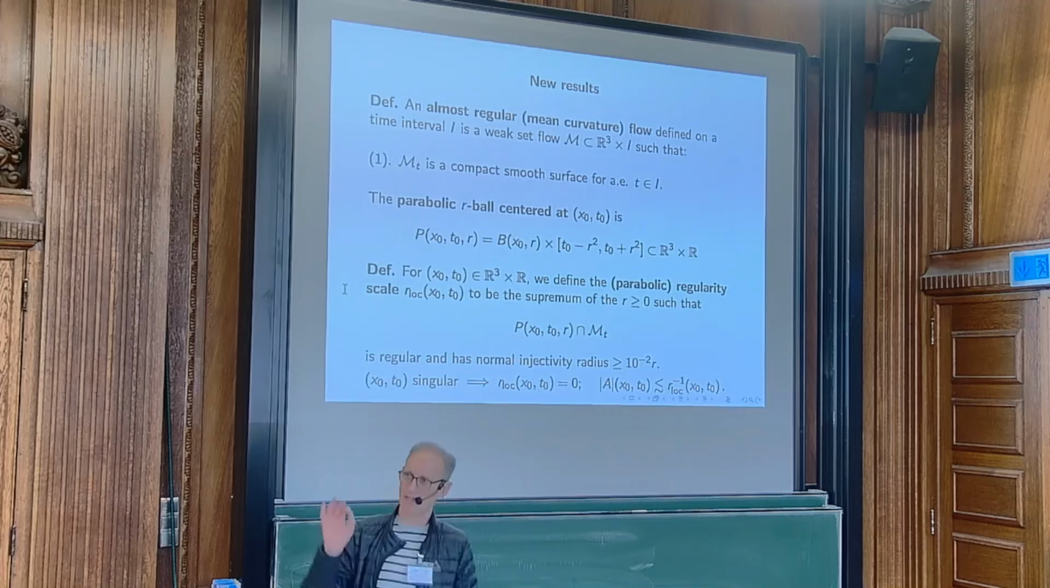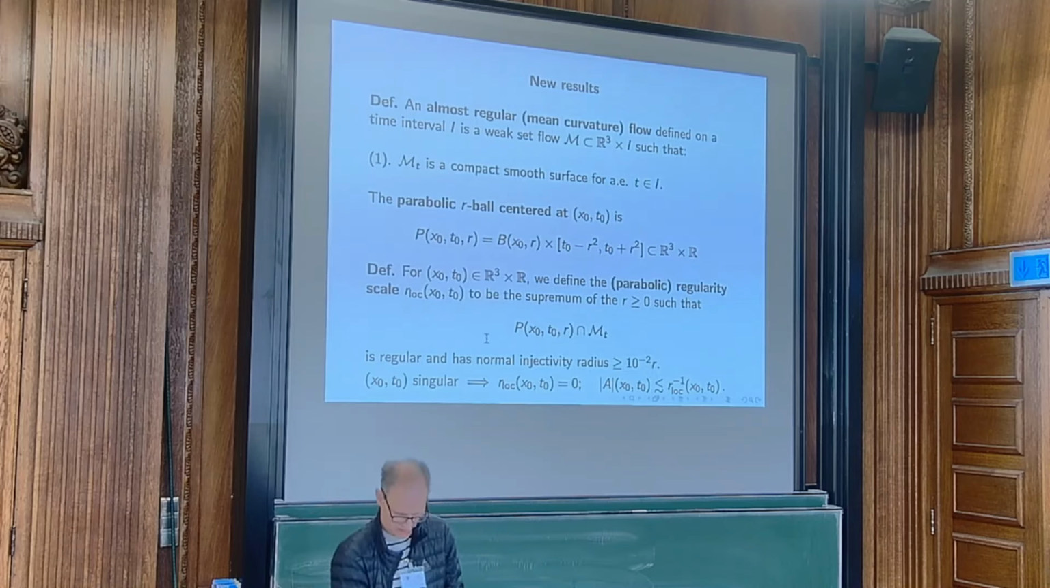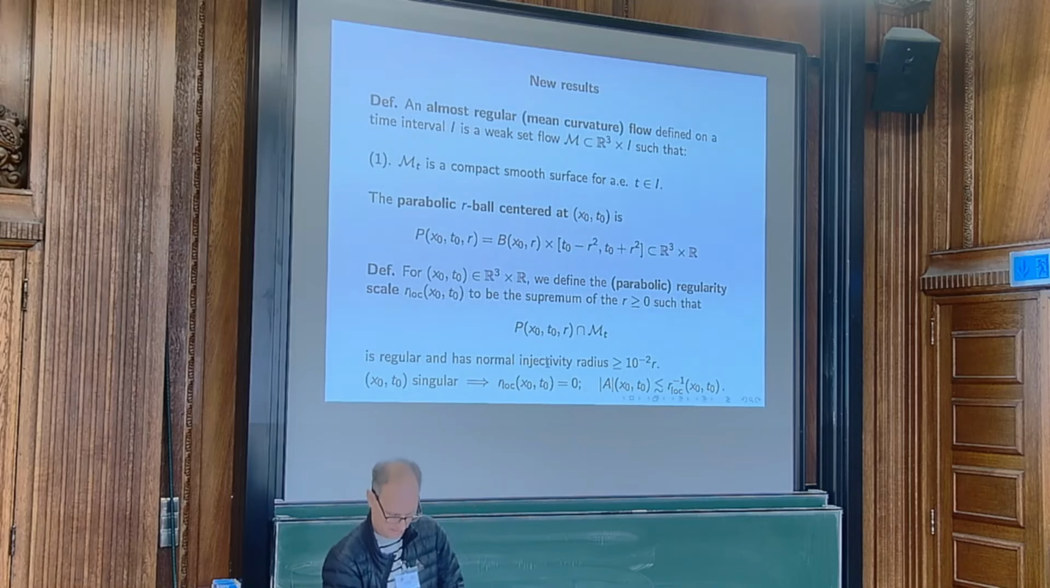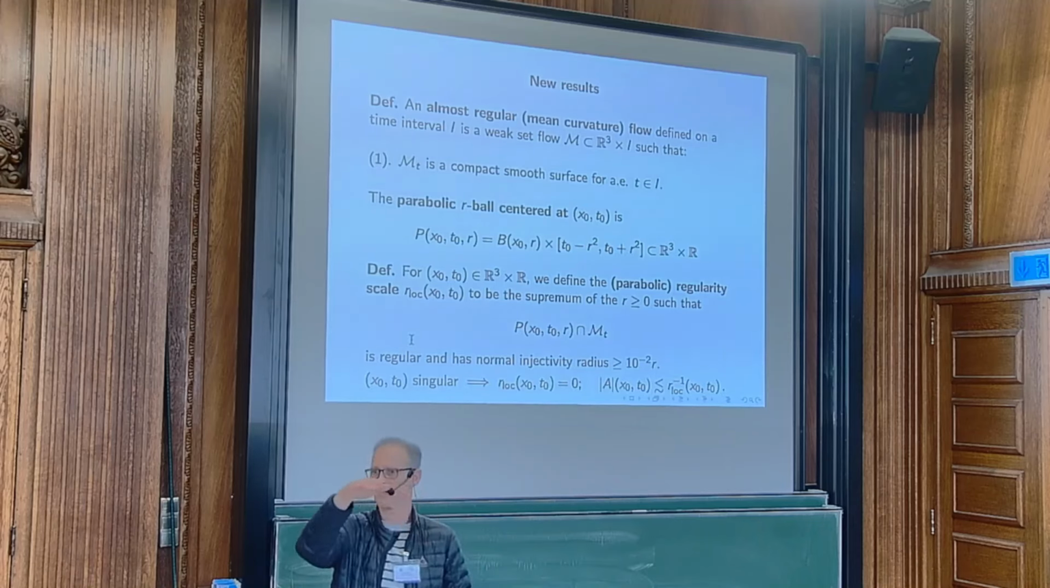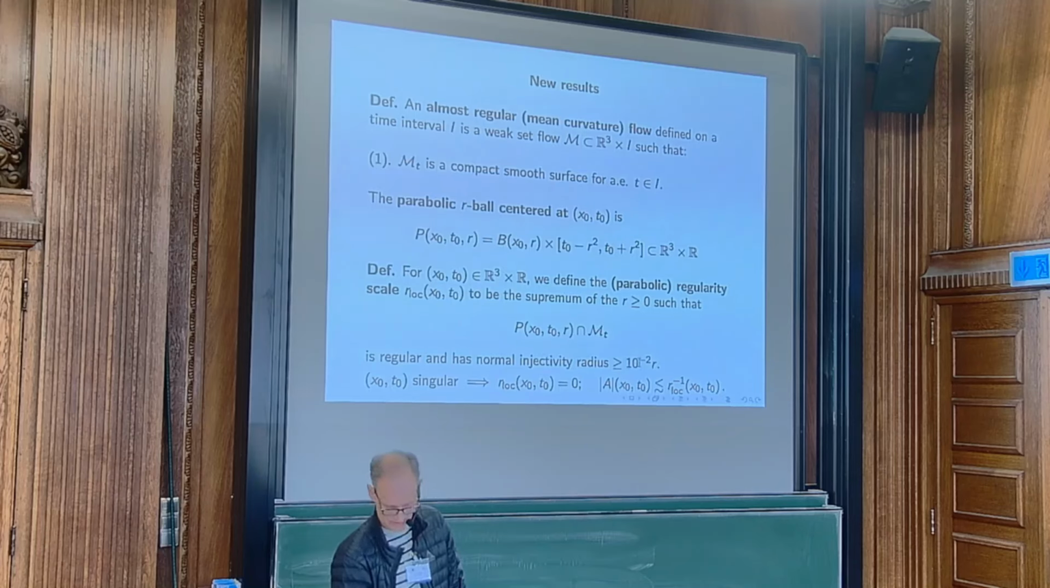So that's this space-time version of a ball adapted to the parabolic scaling of the equation. And now the parabolic regularity scale at a point is roughly the supremal scale at which you see controlled complexity for your flow. So for a given point x0, t0, this local scale is the supremal r with the following property. We look at our parabolic r-ball in space-time, and then we look at time slices M_t for various t. The first requirement is that everything which intersects that parabolic ball should be regular, should be smooth. And the second is that it has controlled geometry at that scale r. You can pose this in different ways, but we require that the normal injectivity radius is at least comparable to r.